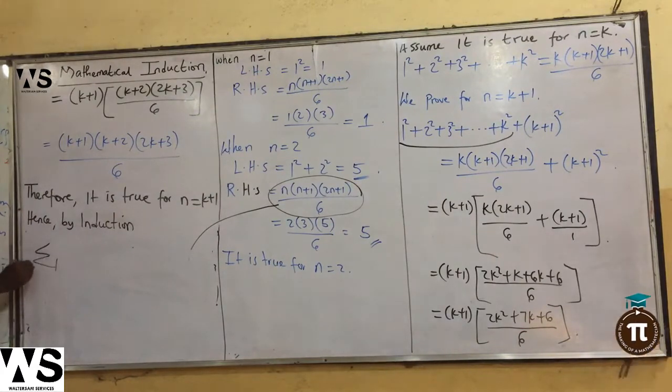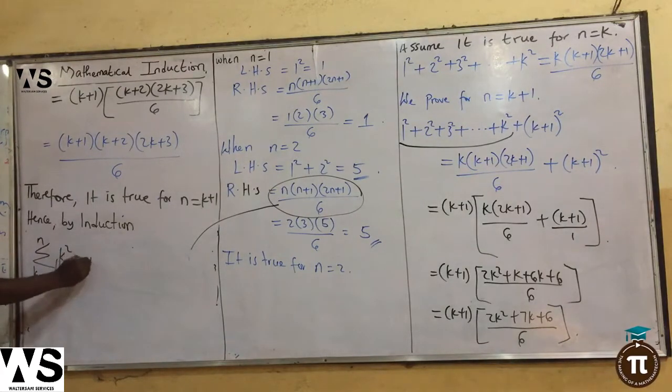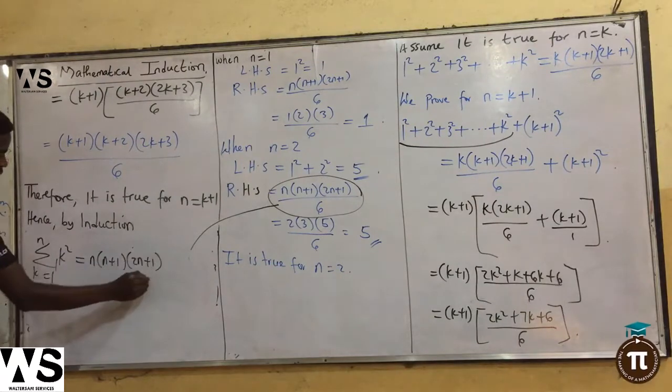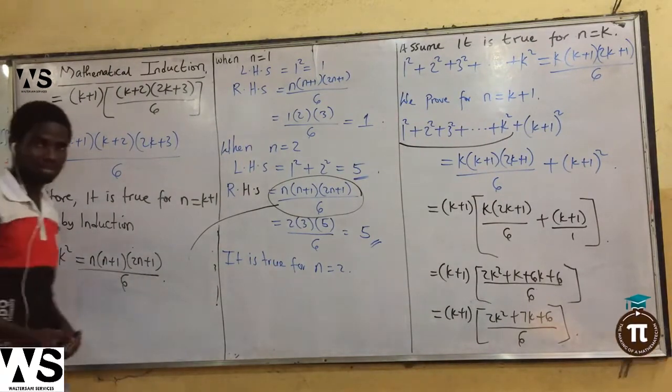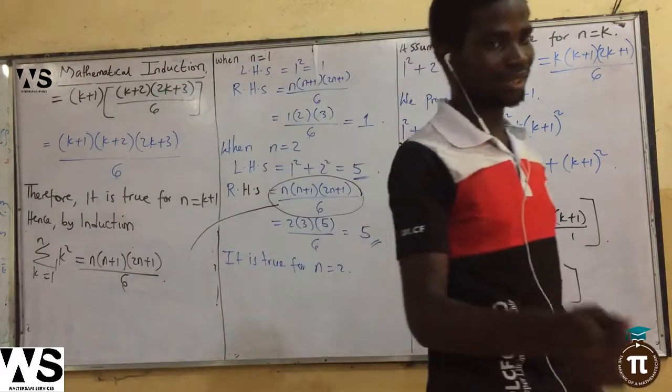Summation of k squared, k starting from 1 to n, is equal to what? n times n plus 1 times 2n plus 1, divided by 6. Do you get that? And that's all concerning that.